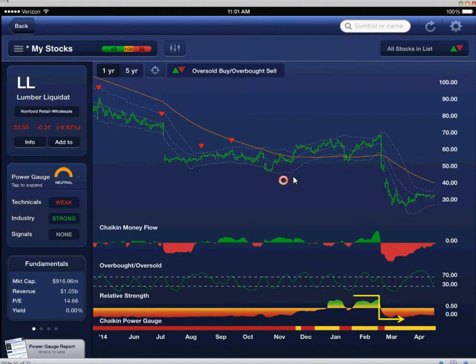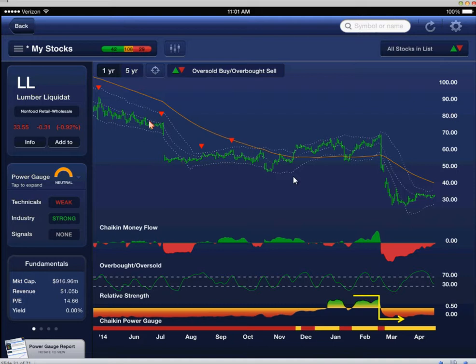Lumber Liquidators. Did the Power Gauge rating know that 60 Minutes was going to do an exposé showing that there was formaldehyde in the floorboards that they were manufacturing and importing from China? Absolutely not. But it didn't like the fundamental factors, and it's been bearish on Lumber Liquidators for well over a year, and the stock was underperforming the market long before they reported a negative earnings surprise back in July. This has nothing to do with 60 Minutes. This is just a company with bad fundamentals.